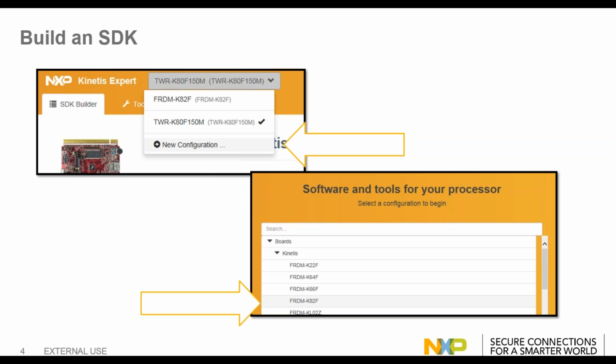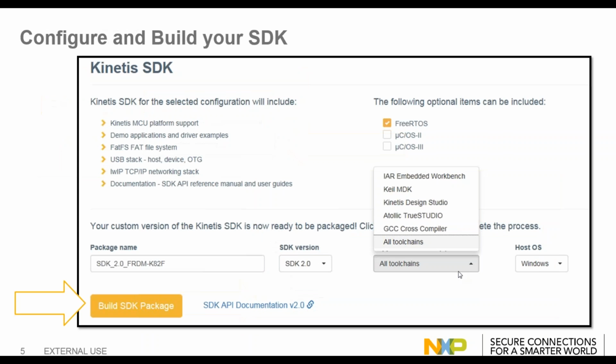After selecting a new configuration, when you select the actual processor to utilize, you can go to Kinetis, boards, and you can see here there's a board option just for the Freedom K82F. What this does with the new SDK Builder is allow you to get only the pieces of software that are relevant for this hardware.